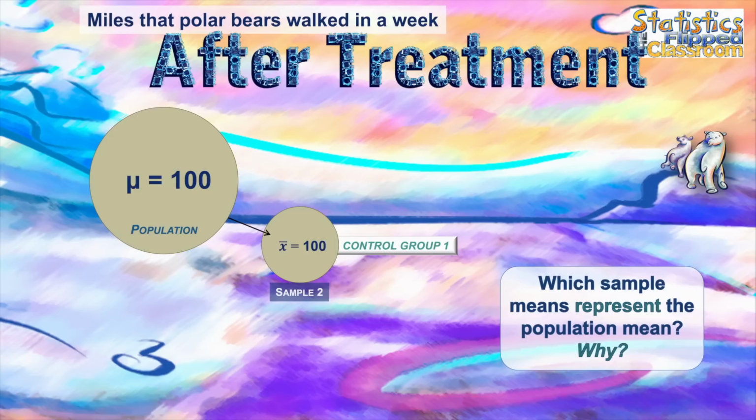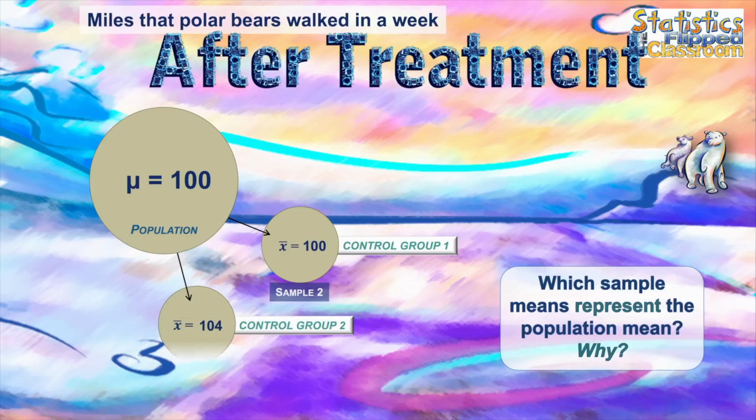And my question is, which of these groups is representative of the population? And this one is really easy. Because the sample mean is exactly the same as the population mean, it is a good representation of the population. It's a perfect representation of the population. They are exactly the same. There is no difference between them.